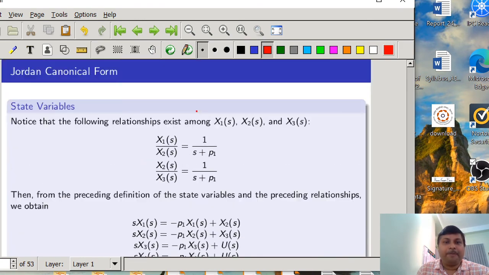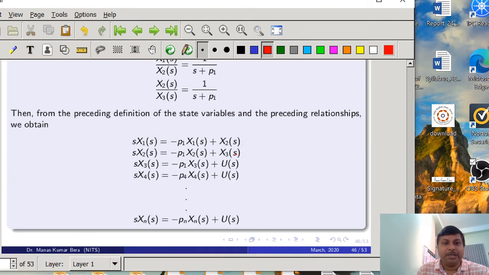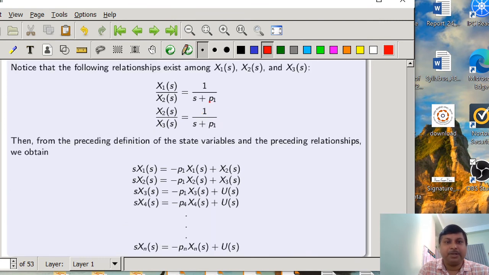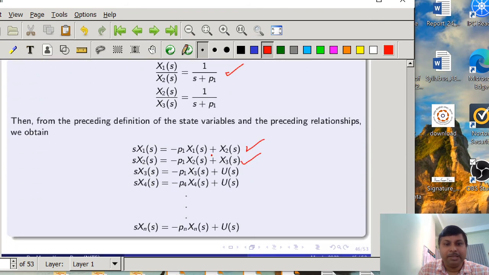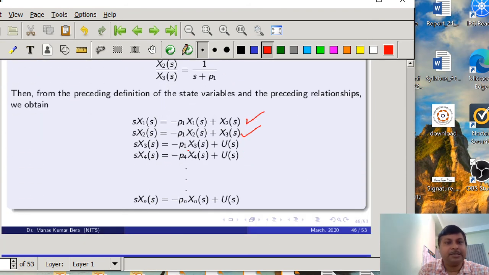Now we will represent these equations in this way. If you write this equation, x1 by x2s can be written in this way, and then x2s by x3s by 1 by s plus 1 can be written in this way. All other terms, starting from x3, x4, xn, are in the normal way, and we are getting equations like this: s into x3s is minus p1 into x3s plus us, like s into xns is equal to minus pn xns plus us.